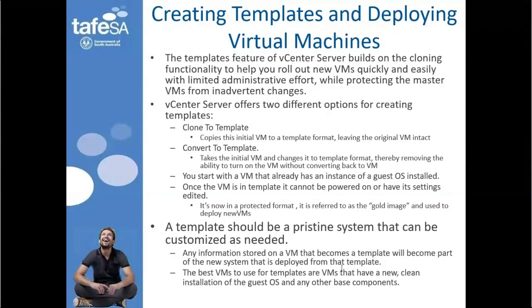So from time to time, you definitely need to update this. You start with a VM that already has an instance of the guest operating system installed. Once the VM is converted to a template, it cannot be powered on or have its settings changed. It is now in a protected format. It's referred to as a golden image, and it's used to deploy new VMs.